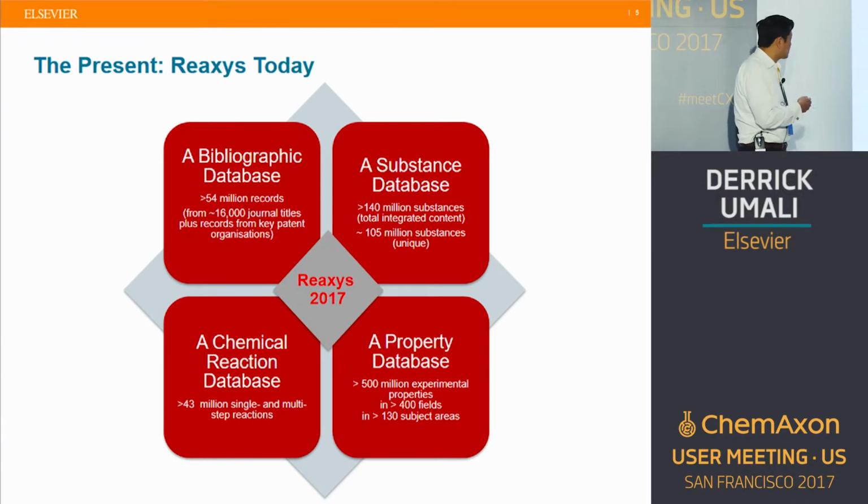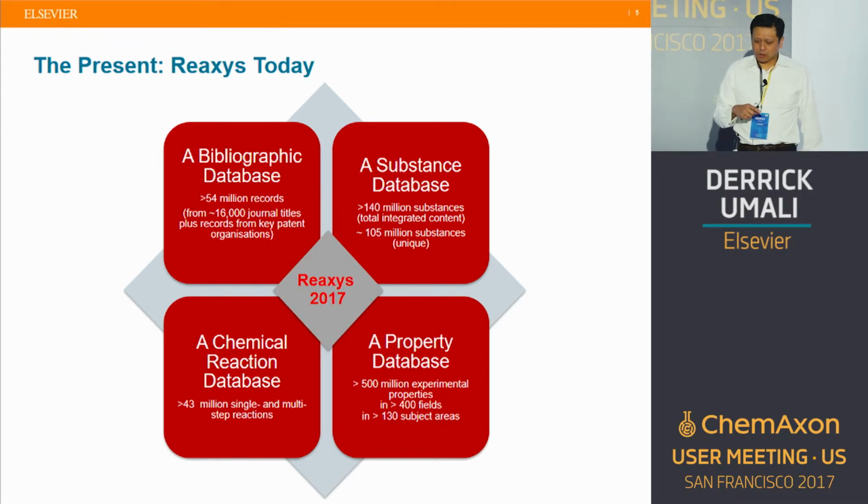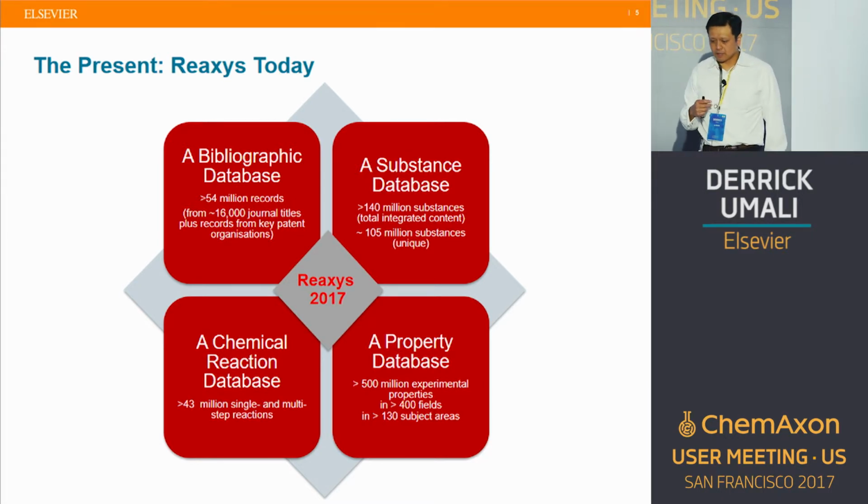So Reaxys today, it's a bibliographic database. A couple of core components here. Bibliographic database: we have over 54 million records in there from 16,000 journal titles. It's a substance database, 140 million substances. It's also a chemical reaction database, with over 43 million single and multi-step reactions. And it's also a property database. A great thing about this is that they're experimental properties.